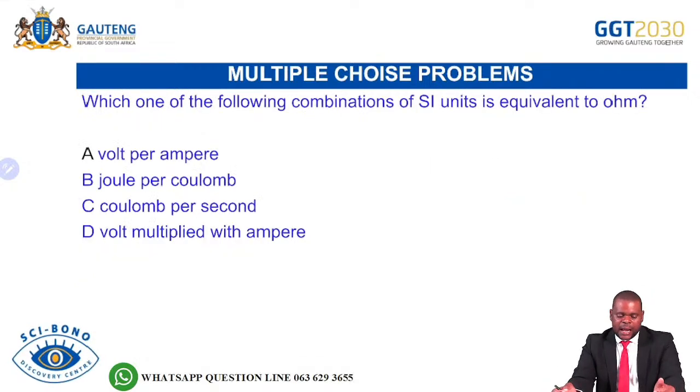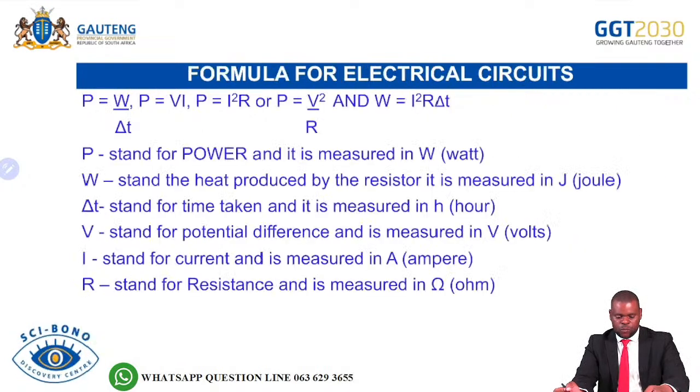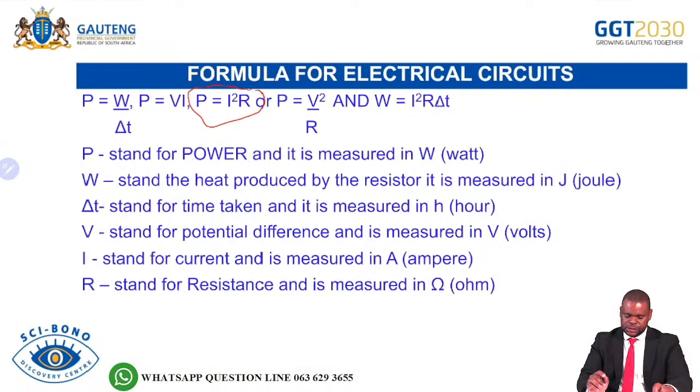Okay, we have another example, which is multiple choice. It says, which one of the following combinations of SI units is equivalent to ohm? Wow, equivalent to ohm. Grade 12, I want us to go back to the formulas. Which one has a resistor? Is this one. Can you see?